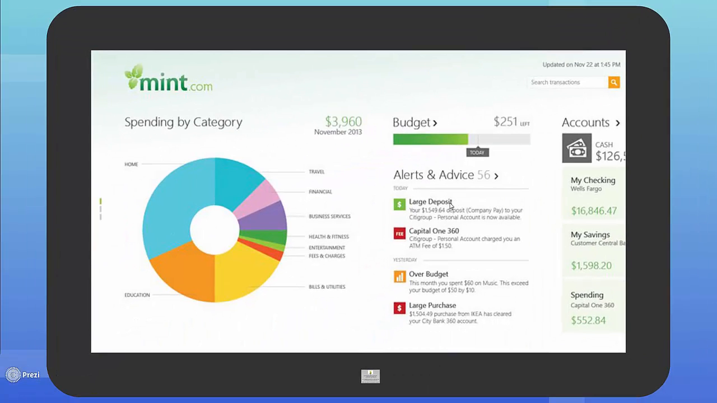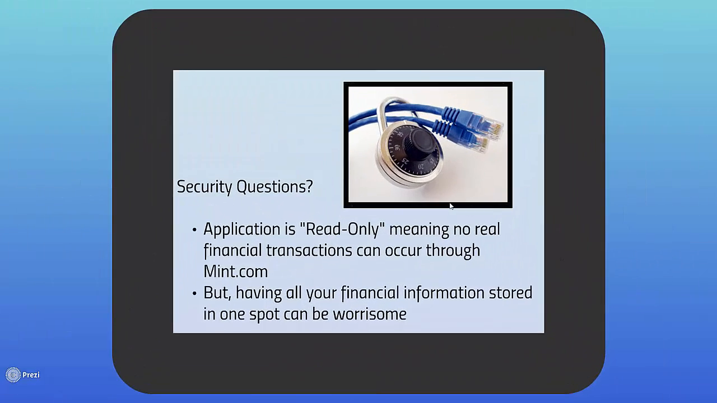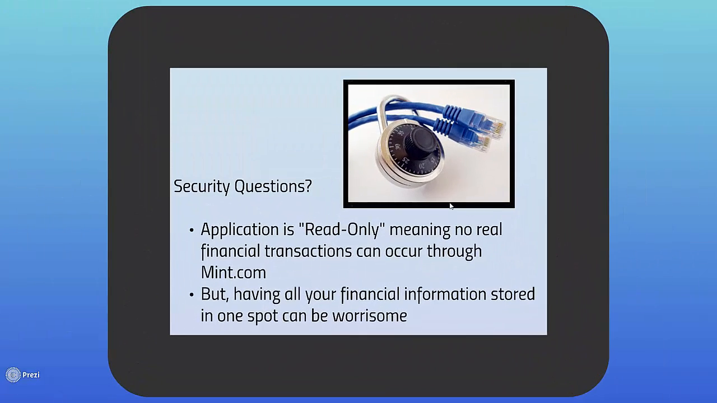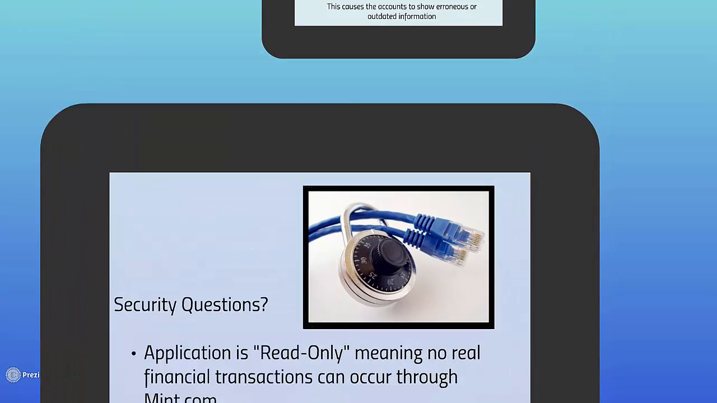As with any software though, there may be some problems. One problem that comes up most is security. Now, mint.com is read-only, meaning that a hacker can't get on and actually cause a financial transaction to occur. So they're not going to get on and drain your bank accounts. But having all that information in one spot can be a little worrisome, because you can have somebody see exactly how much money you have in your accounts and how much debt you have at any given time.